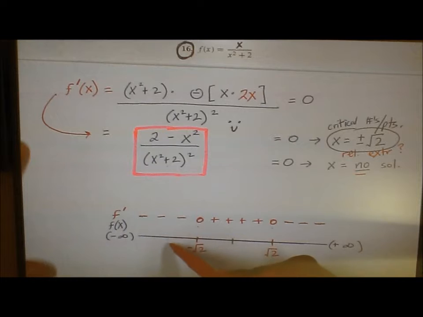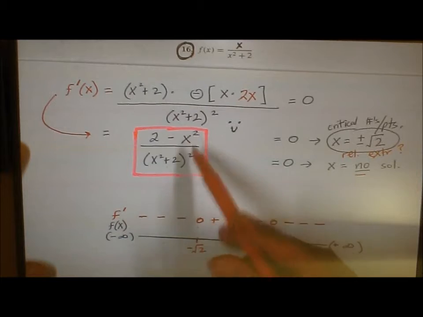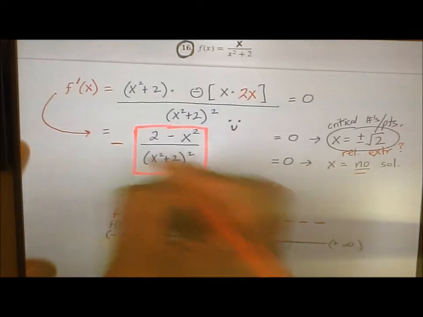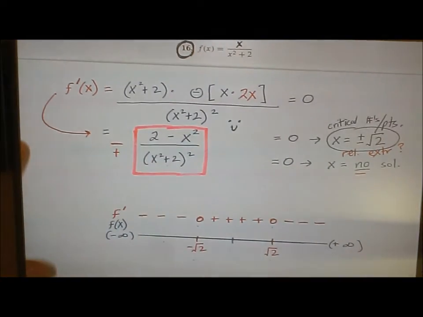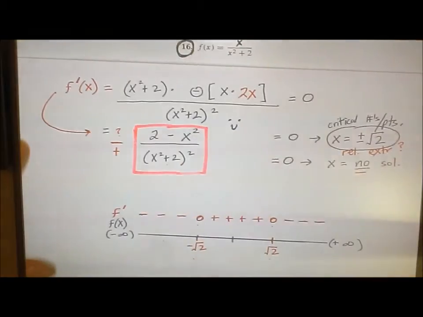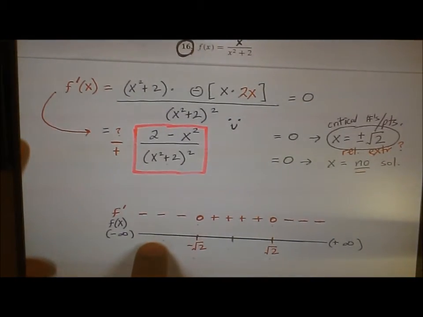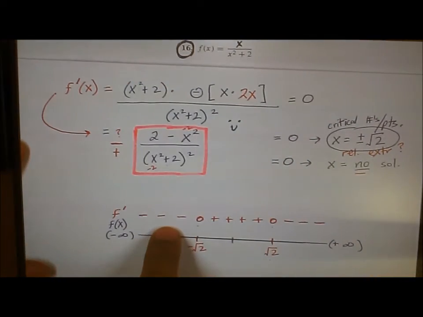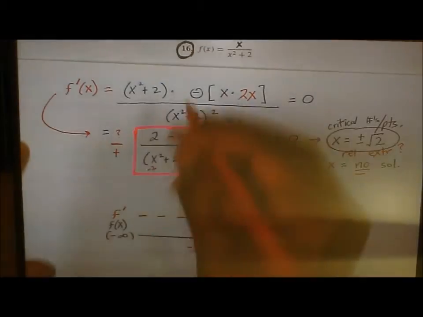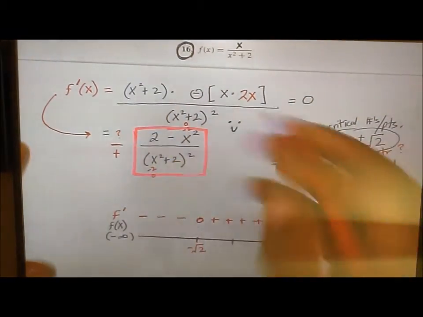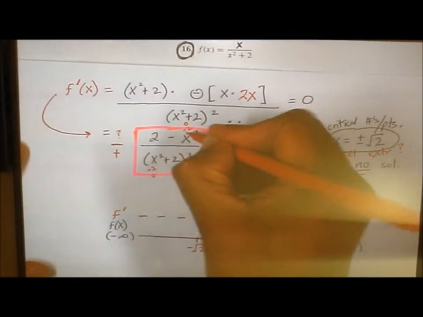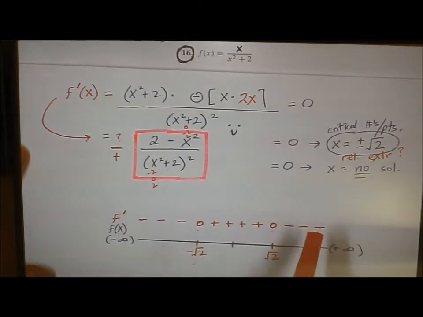And then I took numbers in each interval, here, here, and here, plugged it into the derivative, and checked to see if I got a positive or negative result. The thing about this derivative, the way it's set up, is that the denominator, because it's quantity squared, will always be positive. So all I really have to check for is the numerator. So what I did was I plugged in 3 different numbers. I plugged in negative 2, and I got negative divided by positive, which is negative. I plugged in 0 into f prime, and I got positive over positive, which is positive, and then I plugged in positive 2, and I got negative over positive, which is negative.